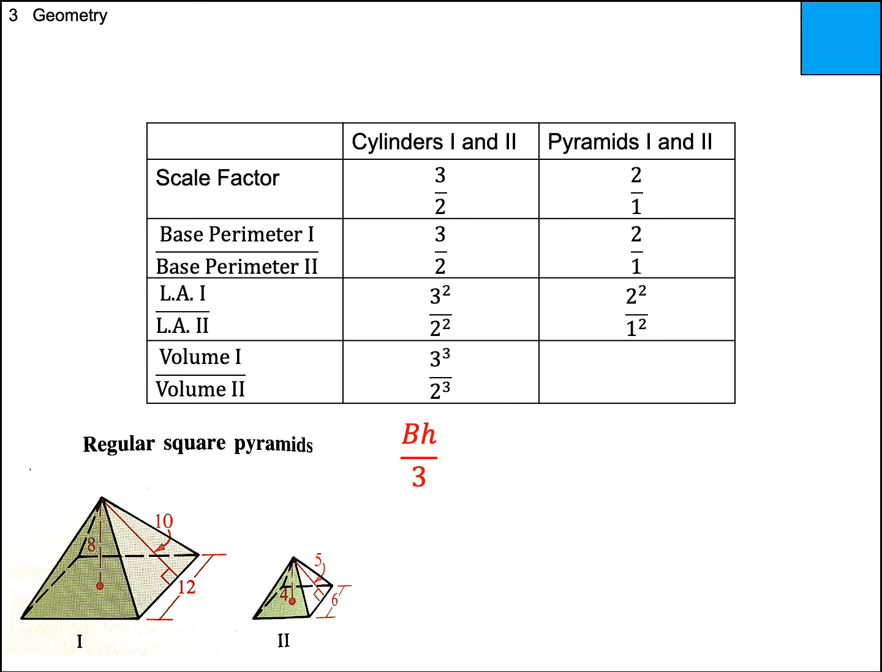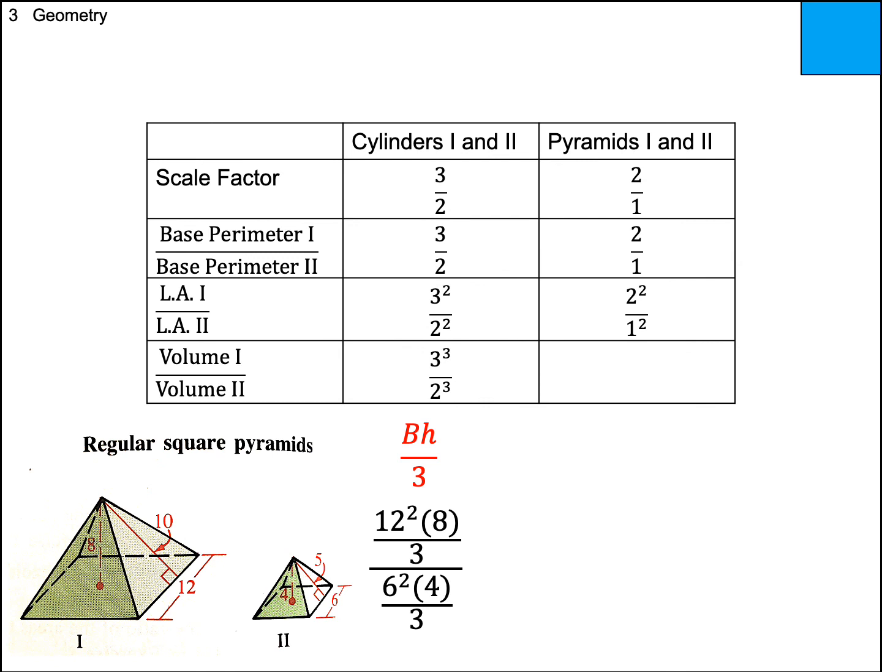Base area. The base is a square. And remember, capital B doesn't stand for the base, it stands for the base area. So for the large one, the base would be 12 times 12, 144, times not the slant height, but the height. Well, how about we write 12 squared to save ourselves some time? So 12 squared times the height, 8, all over 3. And the second one would be what? 6 squared times 4 over 3.